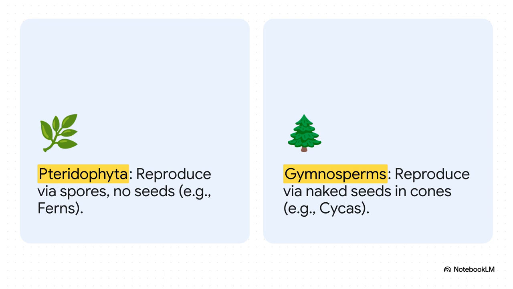No seeds yet. But then boom, evolution gives us gymnosperms, like the cycas or a pine tree. Huge leap here. They produce seeds. However, these seeds are what we call naked, meaning they aren't protected inside a fruit. Instead, you'll find them tucked away in structures like cones.